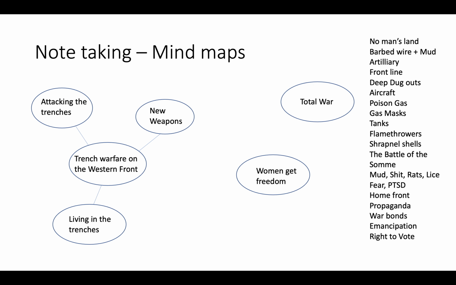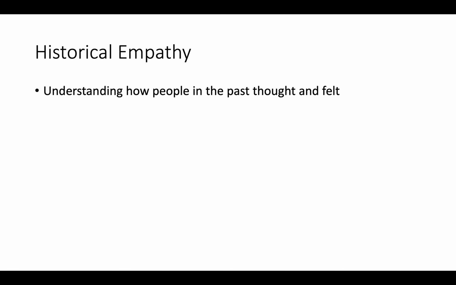Now, hopefully now you have these keywords here, and you have them on your mind maps with a brief definition. If there are any of these words that you don't understand, if you don't know where they should be on the mind maps, ask your teacher, and I'm sure they will be very happy to help. Now, if you've done your mind maps, you've taken the picture, you're happy with that, we're going to do a quick exercise here on historical empathy. This is understanding how people in the past thought and felt.